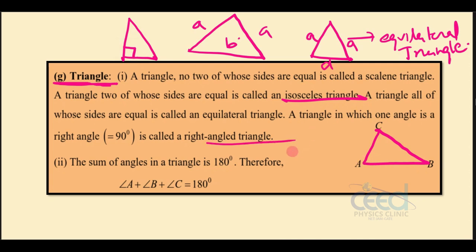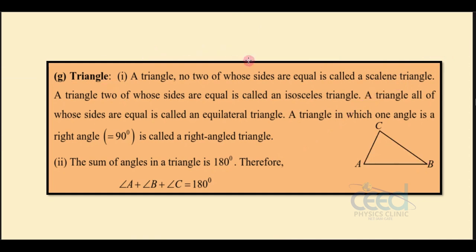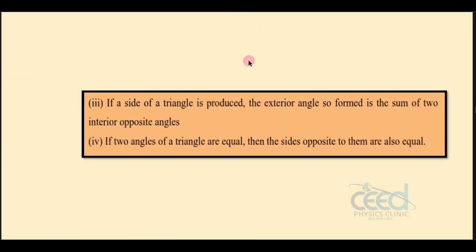Now this and all you studied in lower classes. Angle A plus angle B plus angle C, the sum of all the angles in a triangle, is 180 degrees. That is also one property. Next point is about the sides of a triangle. If a side of a triangle is produced, the exterior angle formed equals the sum of the two interior opposite angles.